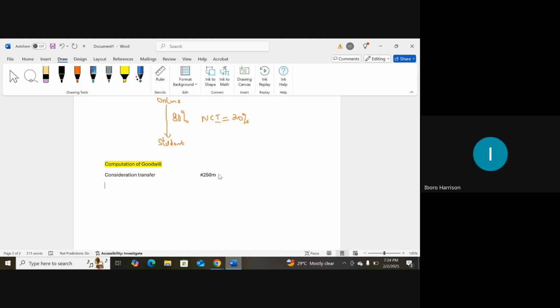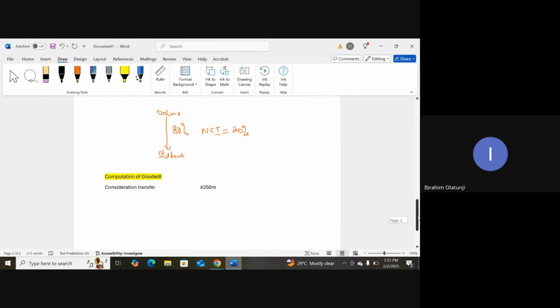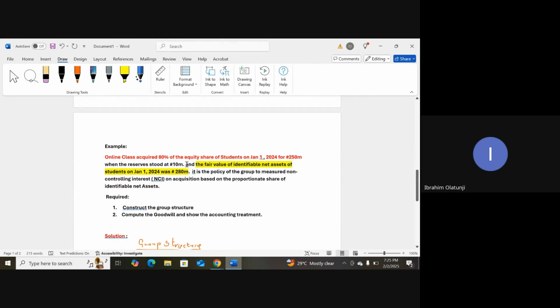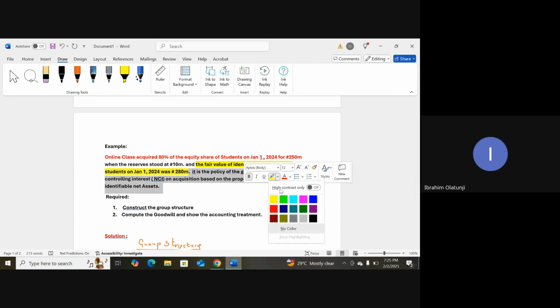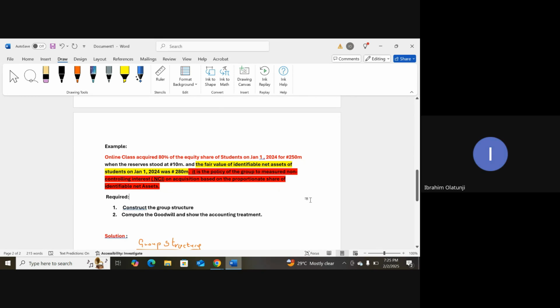Yes, sir. If you now go to the question, what is the policy? You should know the policy. What is the policy of the company for valuing the non-controlling interest? The policy is proportionate share, sir. Okay, they say it is the policy of the group to measure non-controlling interest on acquisition based on the proportionate share of the identifiable net asset.